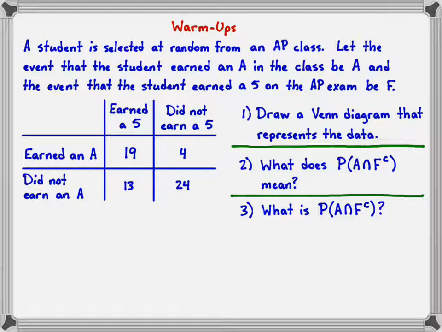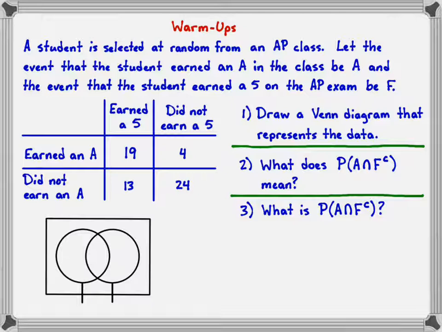For this warm-up, it says a student is selected at random from an AP class. Let the event that the student earned an A in the class be A, and the event that the student earned a 5 on the AP exam be F. Okay, and you can see that we have a table that represents these different values. Number one, it says draw a Venn diagram that represents the data. So let me first start off by drawing a Venn diagram.